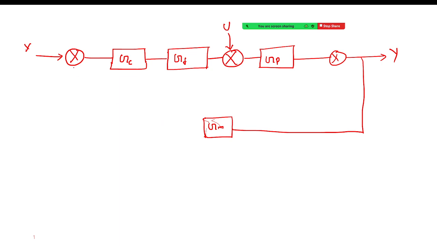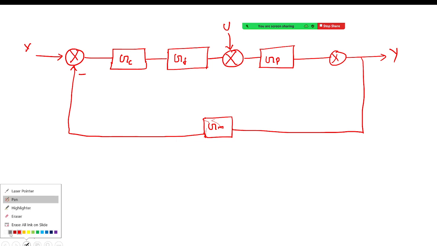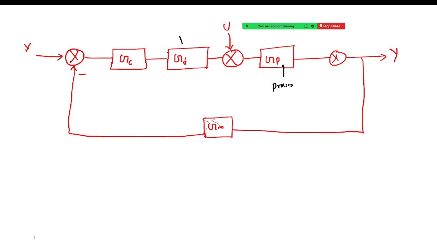So again, this will be a feedback over here, and I'm assuming this one is a negative feedback. I hope you people know these things very well now. So what is happening? This one is your process. This is the general block diagram of a closed loop transfer function.